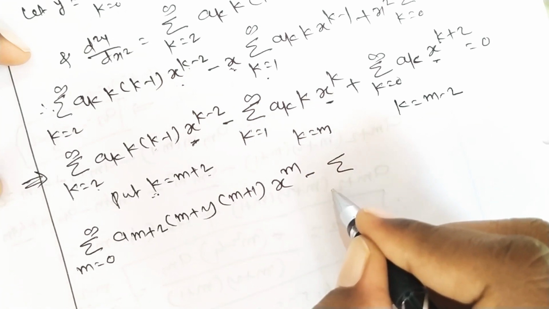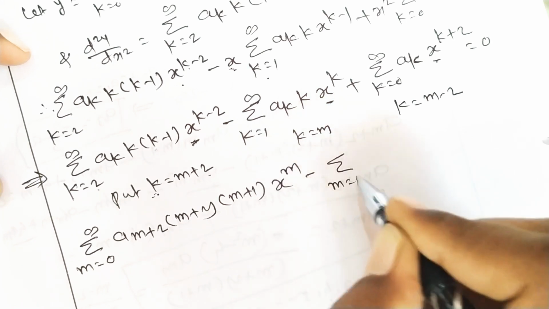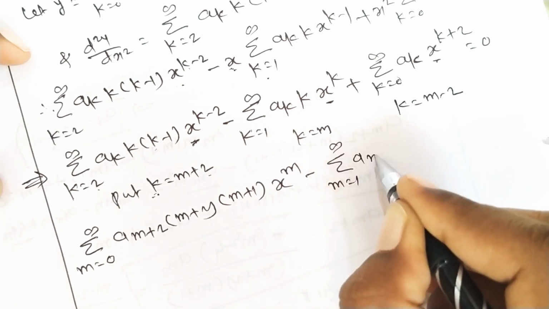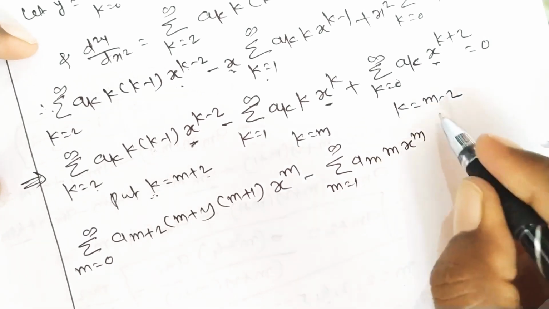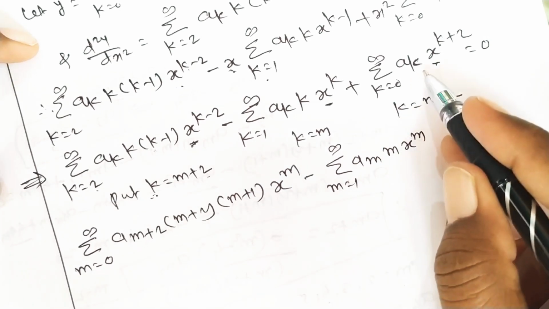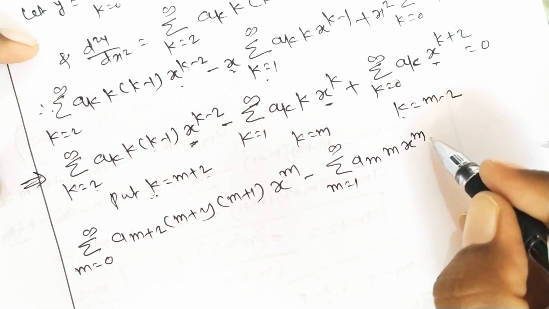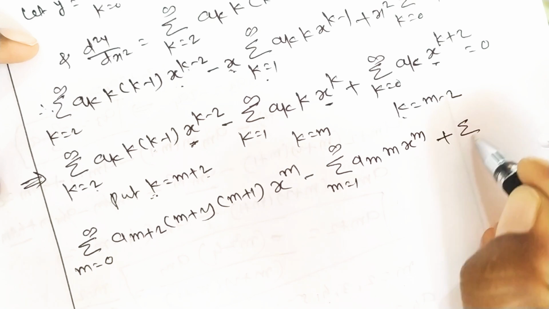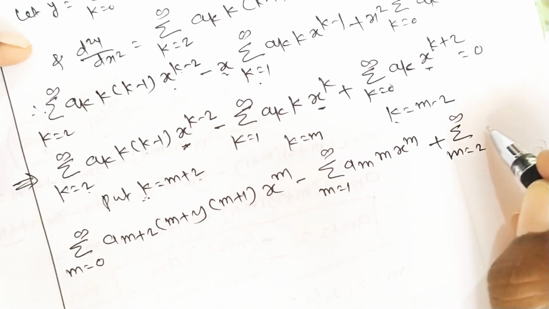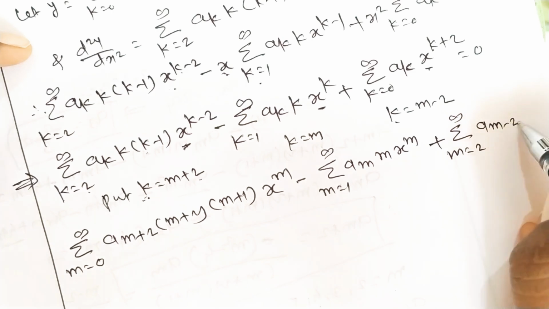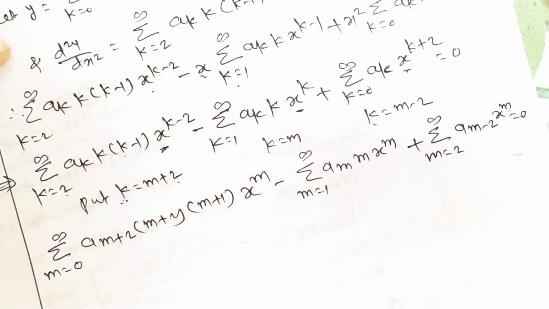So summation of k equal to m means m varies from 1 to infinity, a_m x to the power m. And same here, if you put k equal to m minus 2, then we will get, for k equal to 0, here m equal to 2. So plus summation of m starts from 2 to infinity, a_(m-2) into x to the power m equal to 0.